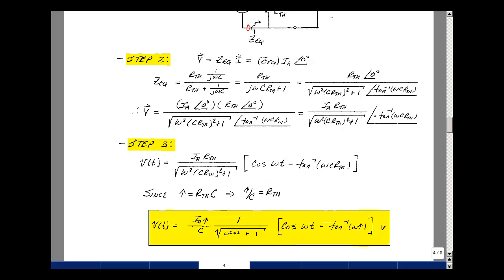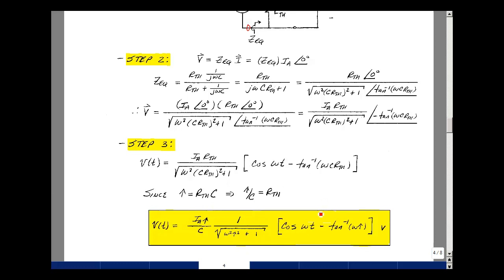In the formula up top, we have a tau term showing up. Tau is equal to R Thevenin times c, or you could say that R Thevenin is tau divided by c. In this expression over here, I have I sub a and R Thevenin. I'll replace that by tau over c. This expression here, I've got omega squared, and I've got c R Thevenin, but again, R Thevenin is tau over c. We're going to square that, so the c's will cancel. I get tau squared times omega squared, and plus 1.